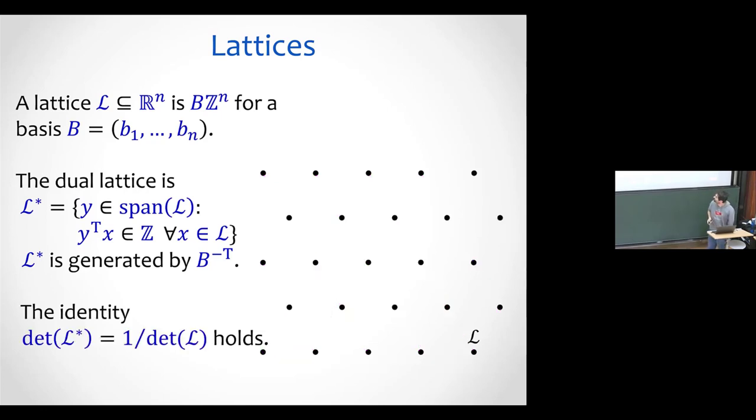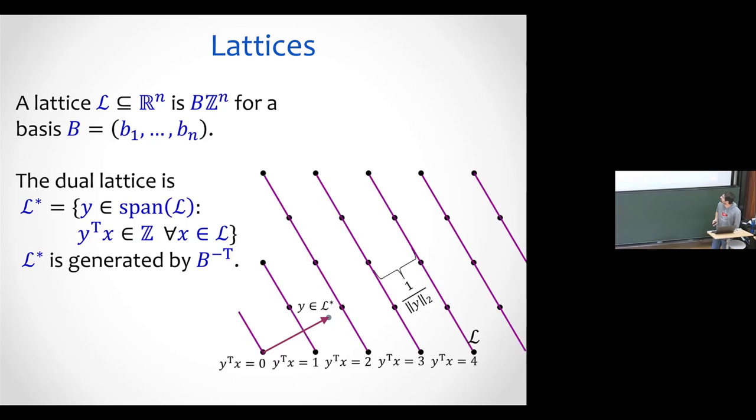The other thing I should mention is you have this somewhat magical identity that is algebraically trivial, but geometrically less trivial. Things flip when you go from the lattice to the dual lattice. In particular, determinants are reciprocal. Another useful thing in this particular picture, which will come back, is that the minimal spacing in between two of these hyperplanes is exactly one over the length of the vector y, and that will come up later. Knowing how big these spacings are is a useful thing to know.